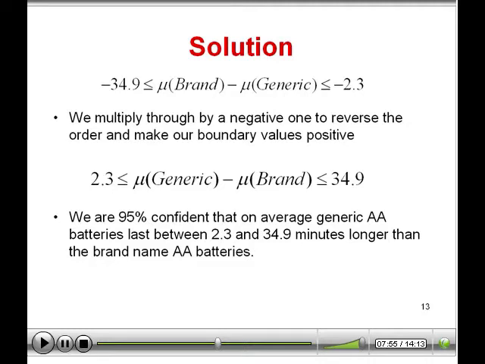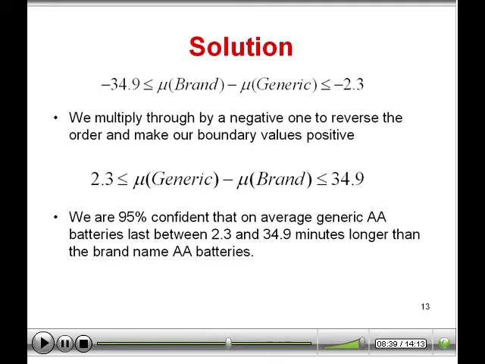To accomplish this, we multiply the inequality through by a -1. Remember from algebra that a negative times a negative is positive, and that when you multiply an inequality through by a negative number, it switches the direction of the inequality. So both boundary values become positive and they switch sides. 2.3 moves to the left and 34.9 moves to the right. There is also a change in the middle. Now we are estimating the difference between mean generic lifetime minus mean brand name lifetime.